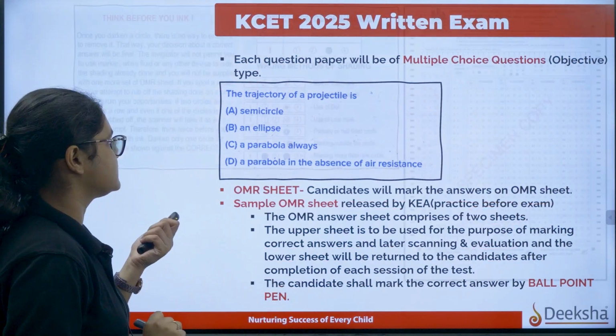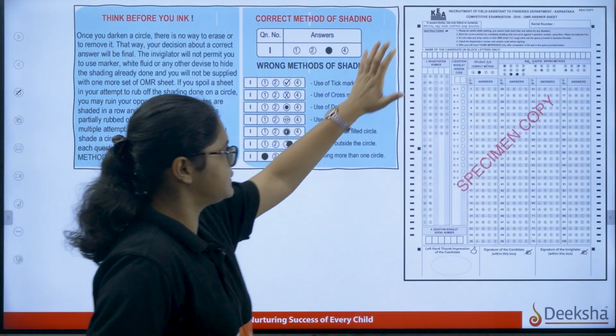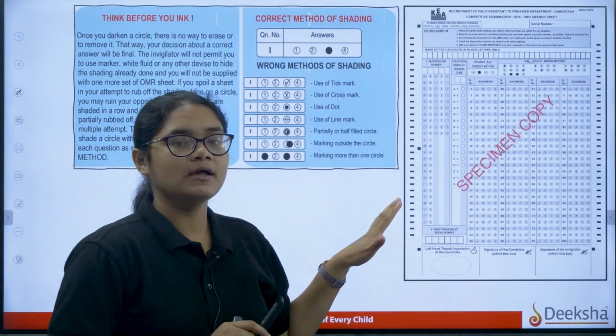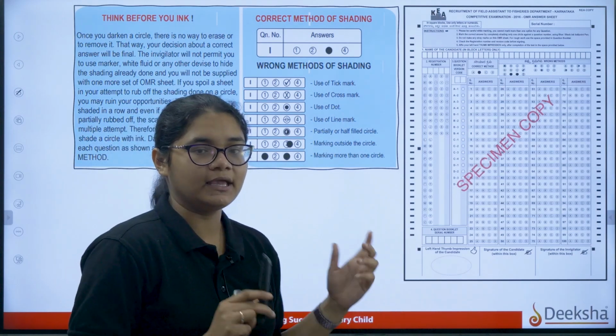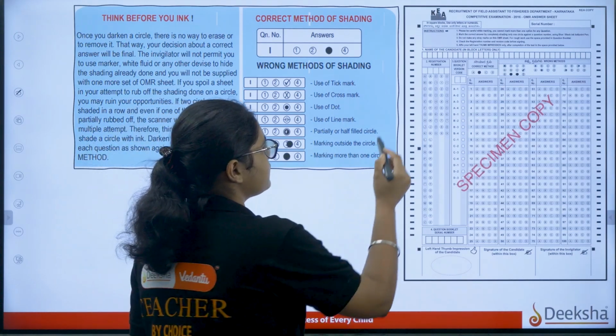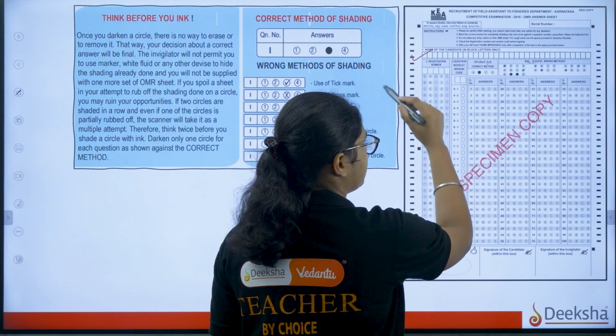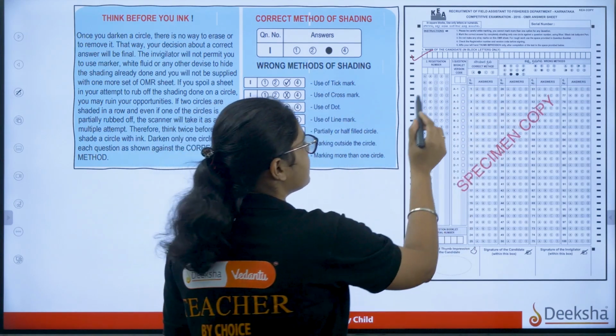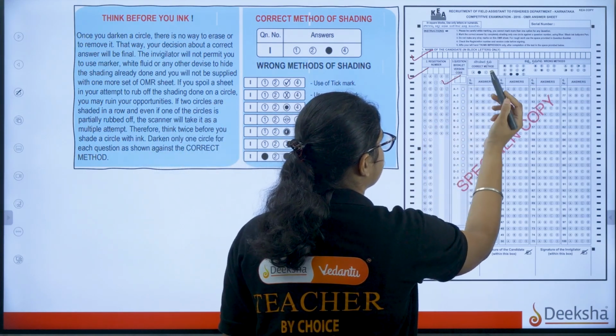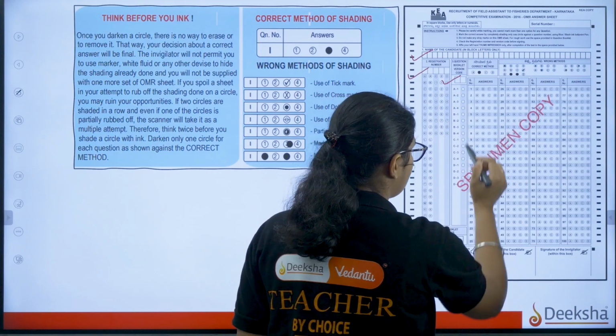Now we will see what the OMR sheet is. How does it look? So yes, you can see this is the OMR sheet released by the KEA on their official website. So here you can see there is the name of the candidate. You have to write your name in block letters. Then you have your registration number, verification, version code, and then here are the questions.